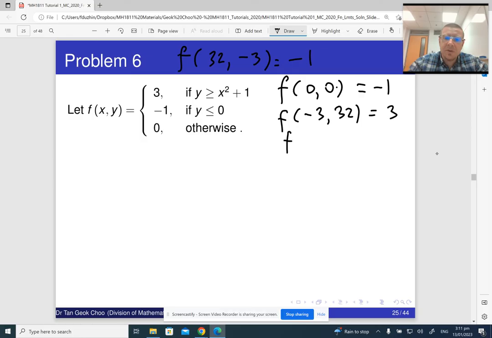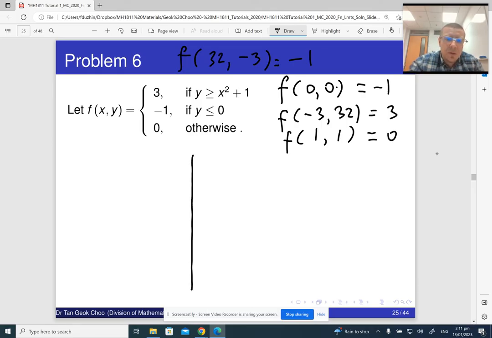Right, and f of, let's say, (1, 1). Here the first condition is not satisfied because 1 is not bigger than or equal to 1 plus 1. The second condition is not satisfied, so we are in the third condition, and the value here is 0. Okay, so it gives you some idea of what the function looks like, and you can even plot it schematically, right? So let me do it.